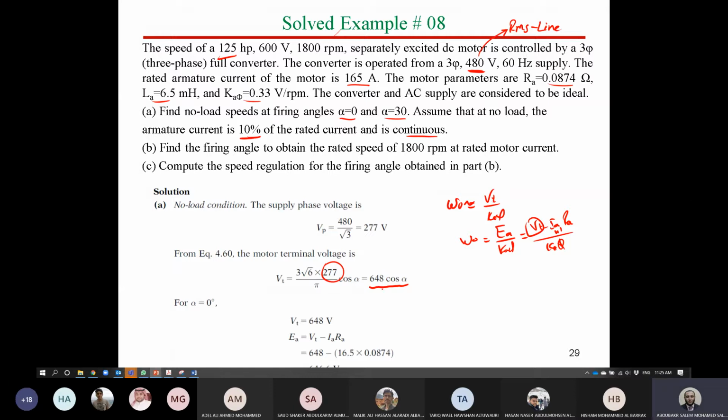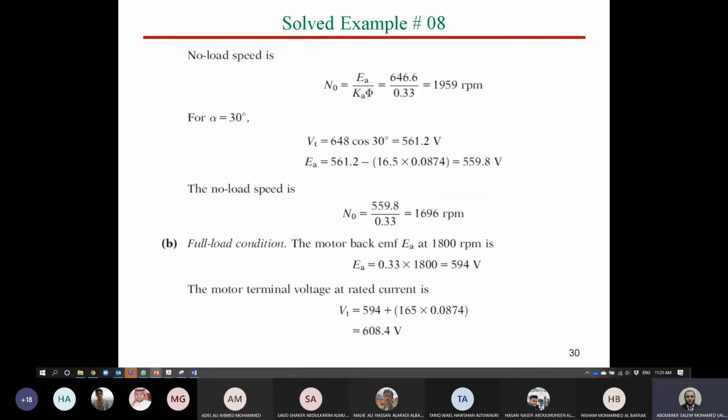Now, you need to obtain the value of speed. Assume at each case, firstly, at alpha equals 0. So we can say now at alpha equals 0, cosine 0 equals 1. So the value of V terminal will be 648. Now substitute in the equation, obtain the value of EMF, and then obtain the value of speed. Okay? This is for alpha equals 0.